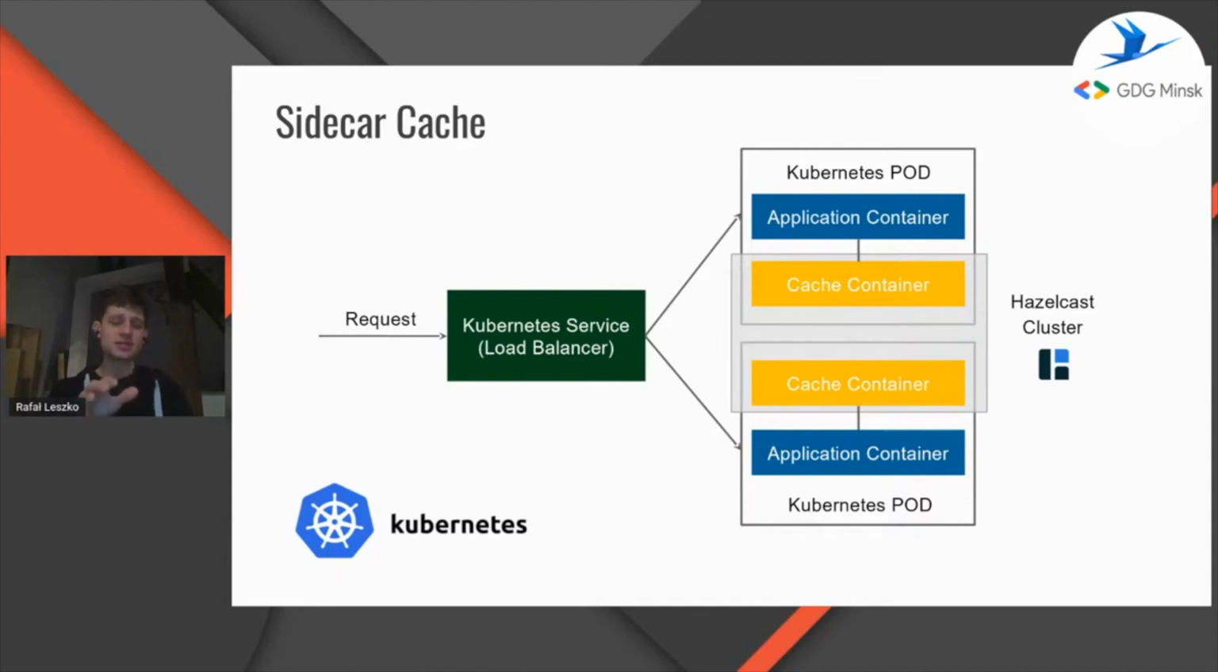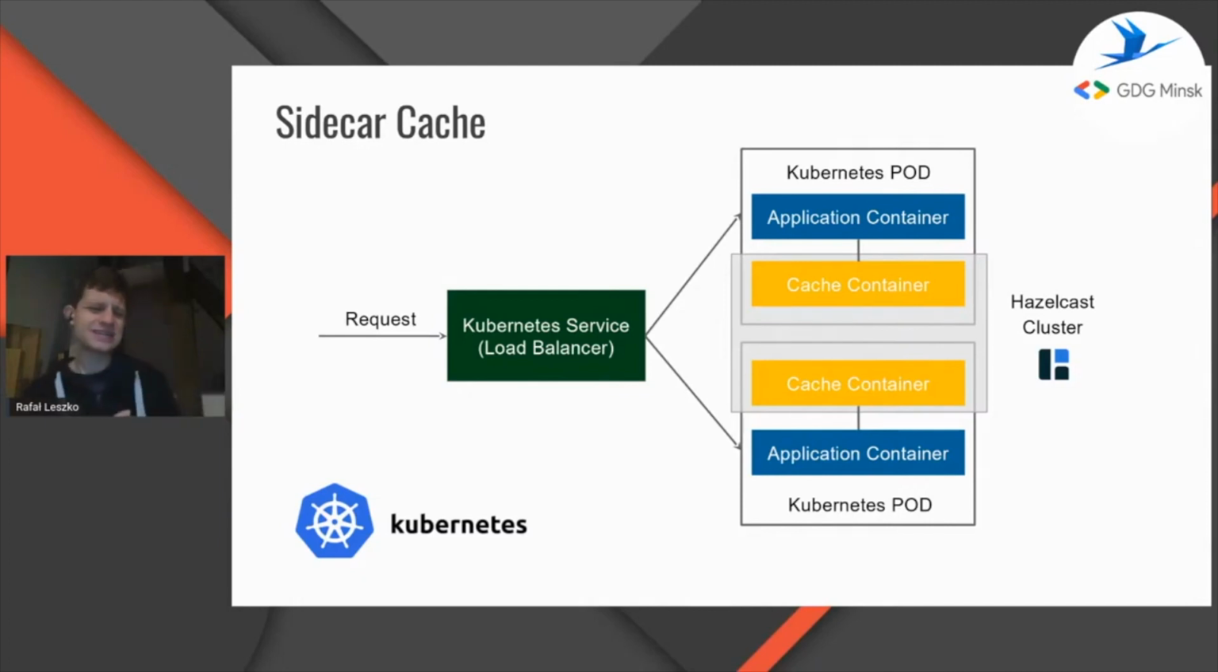Request goes to the Kubernetes service, which is a kind of load balancer in the Kubernetes world. This request is forwarded to one of the Kubernetes pods, and inside the pod is the application that takes the request. It uses the cache client to connect to the cache server, which is always located on localhost. It's always on the same machine because it's just deployed together as a sidecar. And obviously, all these cache containers form one consistent caching cluster.